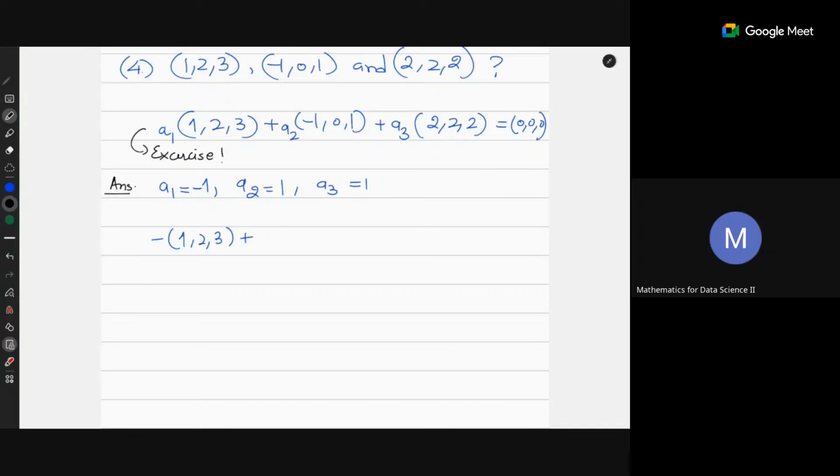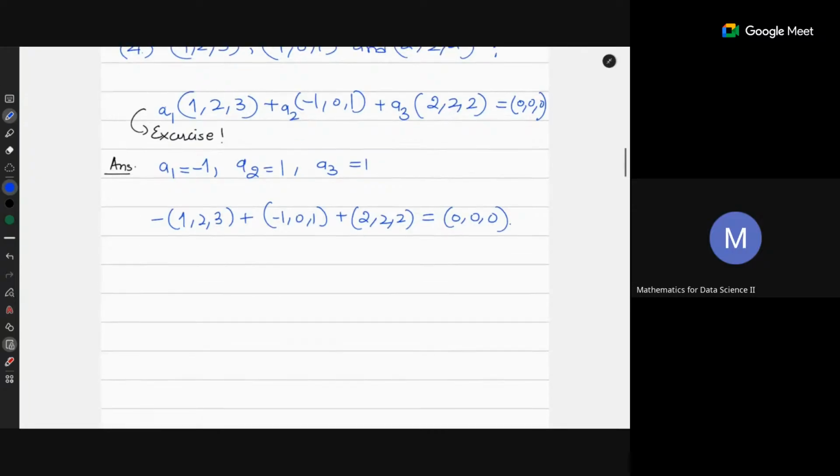They are dependent. And look at this. Sir, can we also change the values of a1, a2, a3? In this case? Yes, sir. Yeah, you can take any multiple of this vector. What do I mean by that? You can also take minus 2, 2, 2, or minus 3, 3, 3, something like that. That will work. So this is just one choice I'm giving.